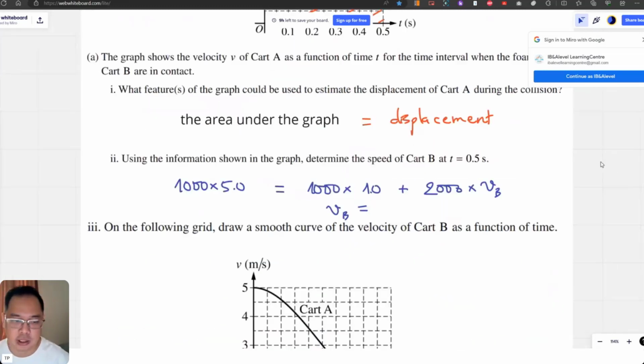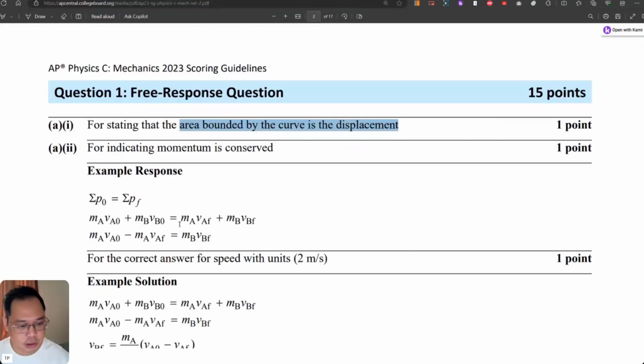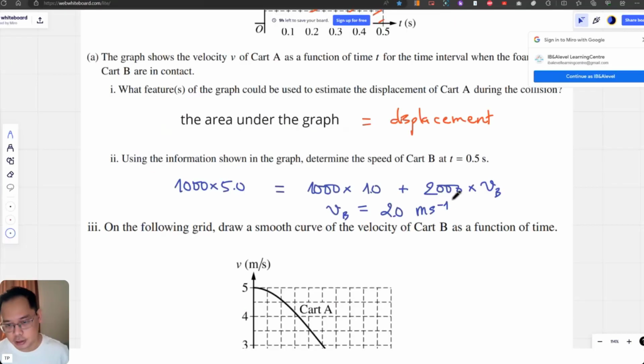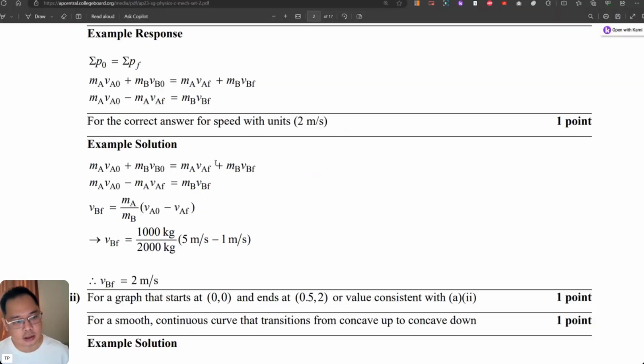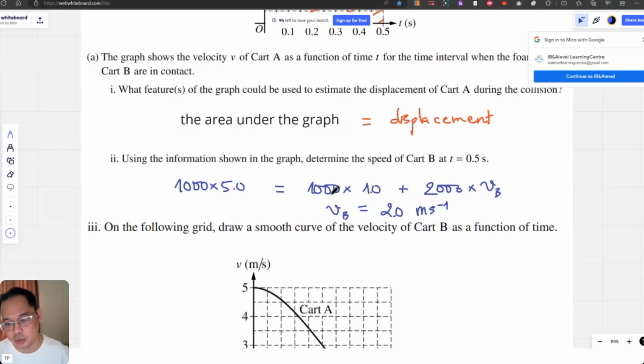1,000 times 5 is 5,000. 5,000 minus 1,000 is 4,000. 4,000 over 2,000 is 2. So 2 meters per second. The answer is 2, for 1 point. So only 1 mark. We don't need to write a very long answer like in the scoring guideline, only one simple equation like this.